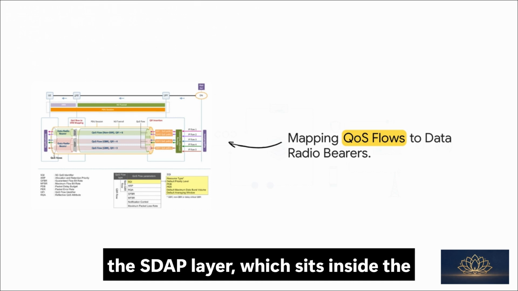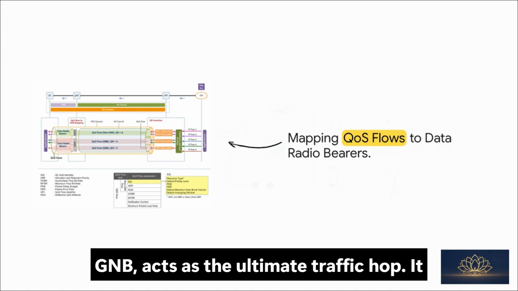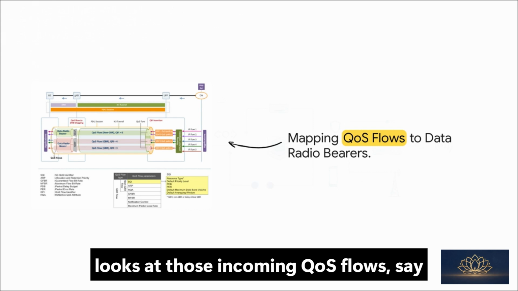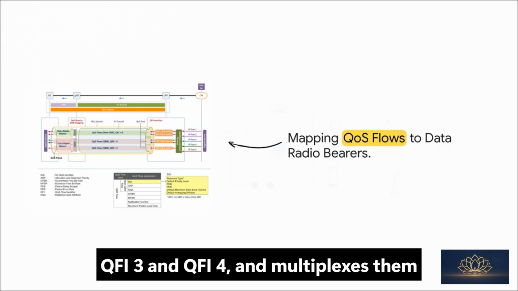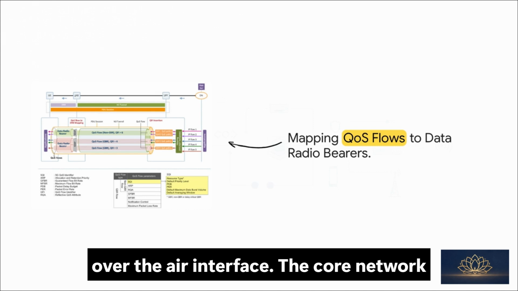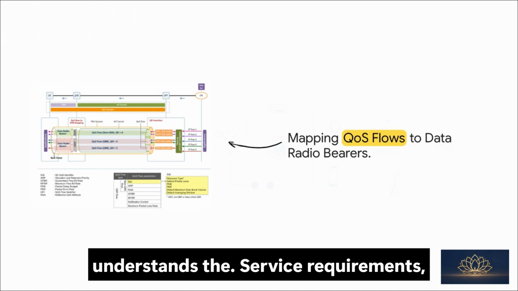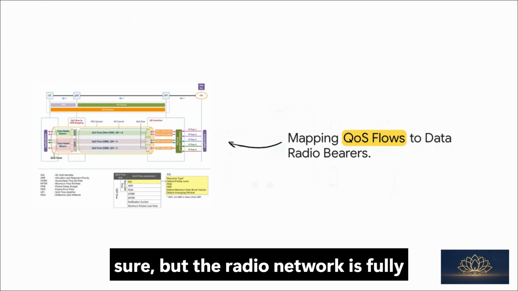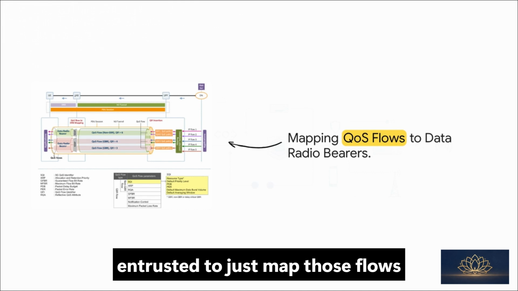Then the SDAP layer, which sits inside the gNB, acts as the ultimate traffic cop. It looks at those incoming QoS flows, say QFI 3 and QFI 4, and multiplexes them into a single data radio bearer, or DRB, over the air interface. The core network understands the strict service requirements, sure, but the radio network is fully entrusted to just map those flows efficiently over the air.